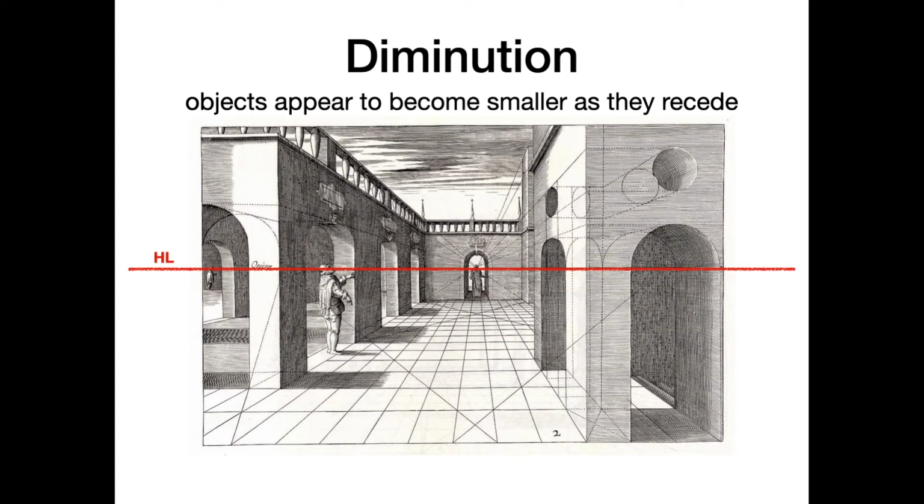Notice the tile floor in this drawing. The tiles closer to us are larger. The tiles closer to the horizon appear smaller. The banister posts that are closer to us are larger, and the farther away they get from us and closer to the horizon they get, the smaller they appear. Eventually, if they got close enough to the horizon, they would disappear.